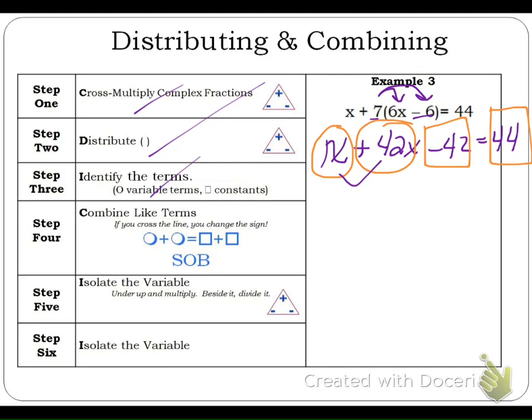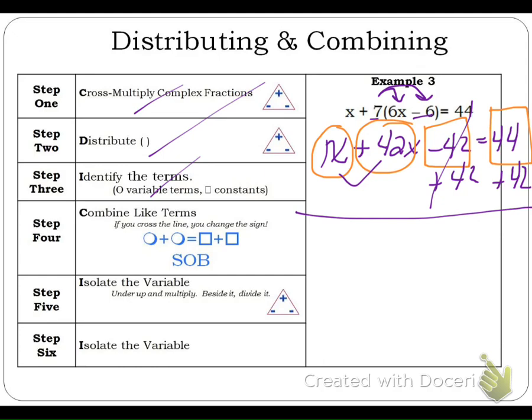Unlike the negative 42 and the 44. The negative 42 is on the left and the 44 is on the right. So before I can combine them, I have to get them together on the same side. So that's where I have to do plus 42 plus 42, so that they're both on the same side of the equation together. So I'm ready to draw my big fat line and I need to combine.